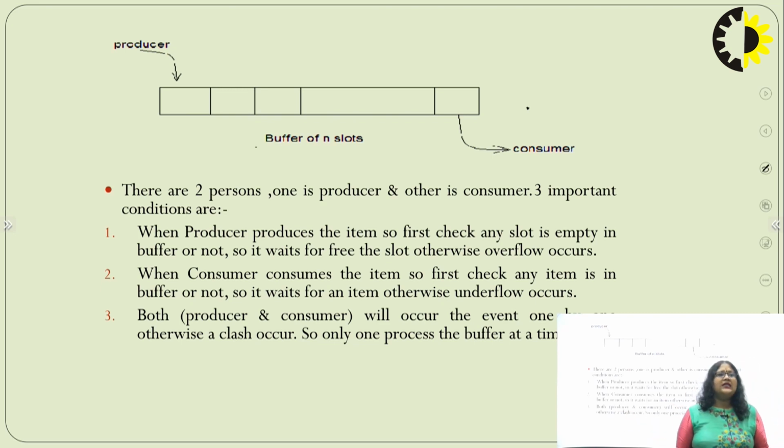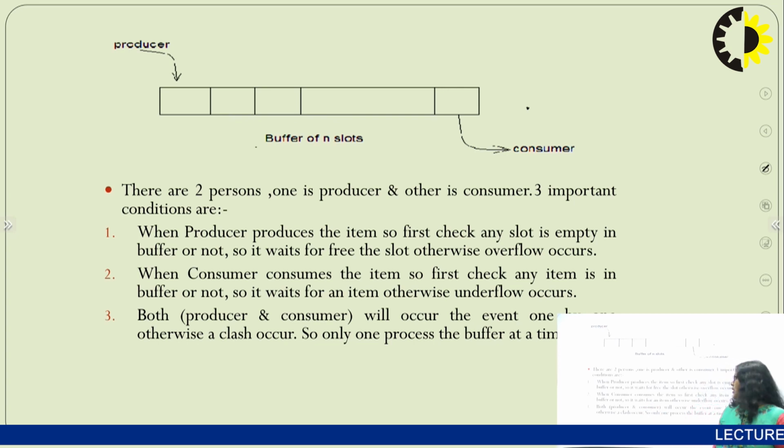Now when the customer consumes the item, first check whether there is any item in the buffer or not. So it waits for an item, otherwise this is underflow. When there is no item in the buffer, how can the customer consume the item? So this is the second condition.